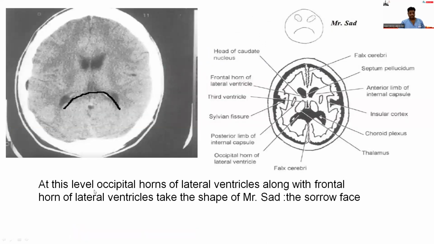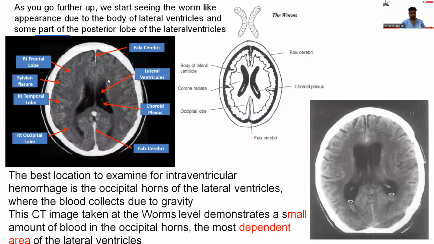The Mr. Sad face is formed by the occipital horns of the lateral ventricles along with the frontal horns of the lateral ventricles. The other important structures which you can see here are the Sylvian fissure and the posterior limb of the internal capsule. This is the internal capsule, where we have the lentiform nucleus over here.